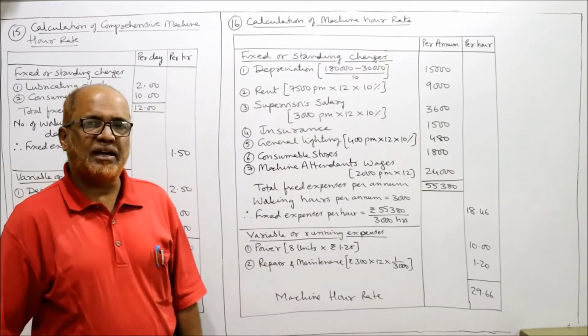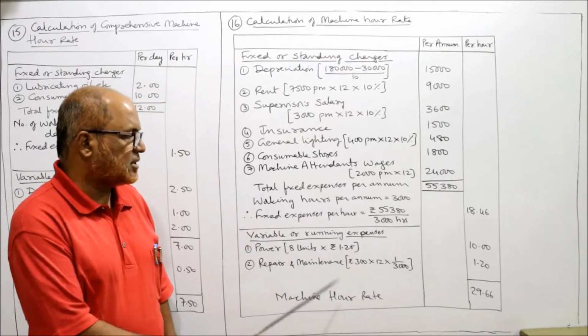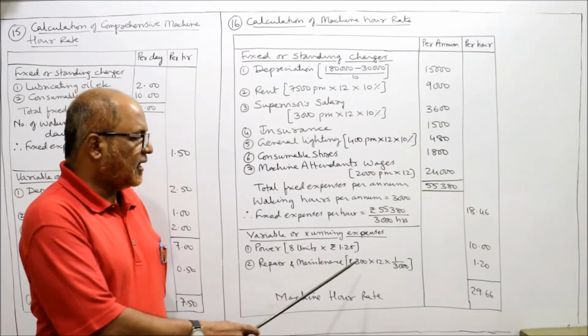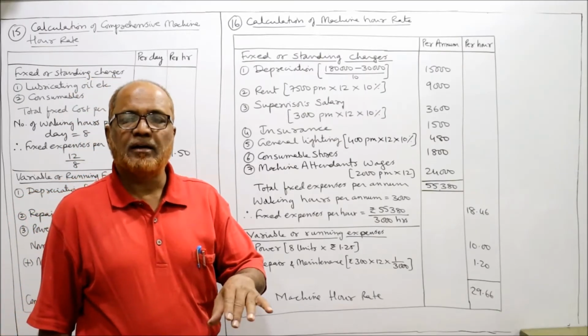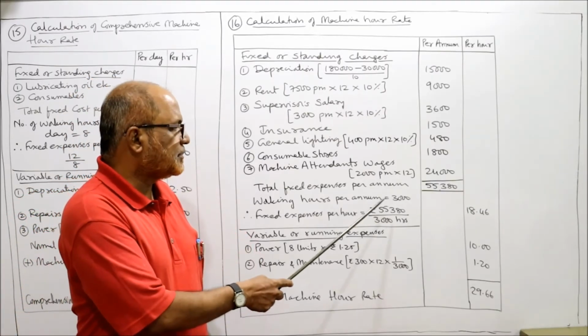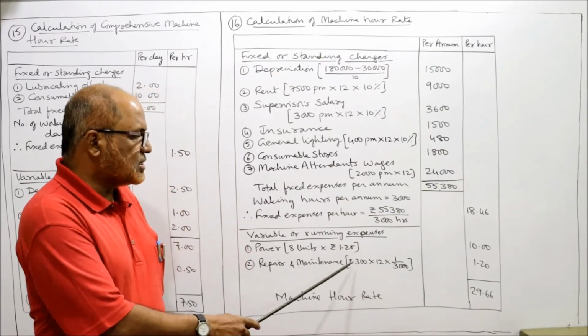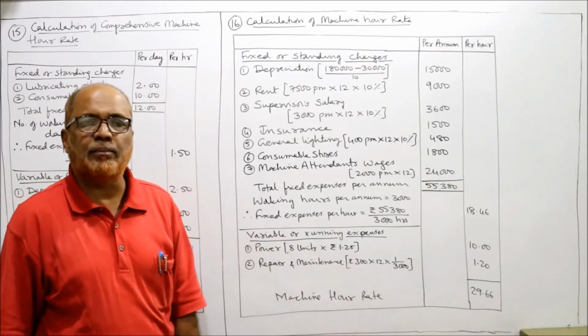Next one is repair and maintenance. It is given as 300 rupees per month. So multiply 300 into 12, 3,600 per annum. Divided by how many hours per annum? 3,000. So 3,600 divided by 3,000, per hour repair and maintenance is 1 rupee 20 paisa.